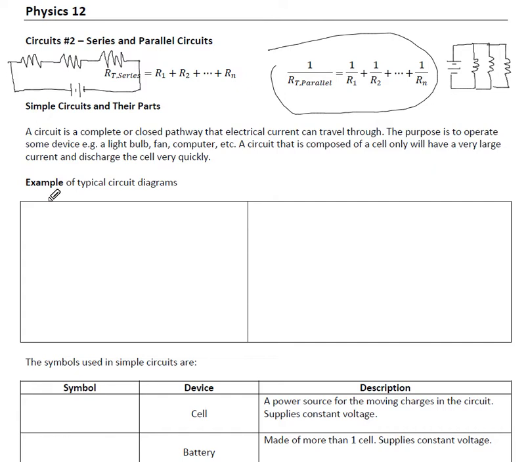So, an example of a typical circuit diagram. Here's just some examples. We'll go over the types of components that you may see. But here's just some examples of circuits, and we'll be learning how to solve these in the days to come. So for example, this is a circuit. Let's draw one more complicated than that, just add a bit more.